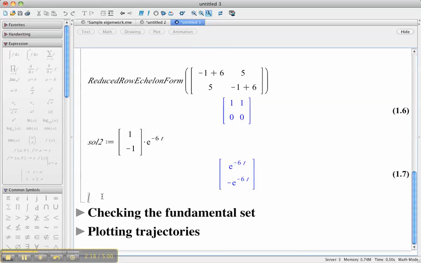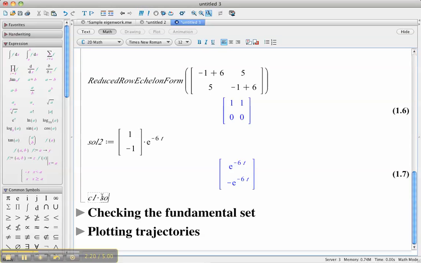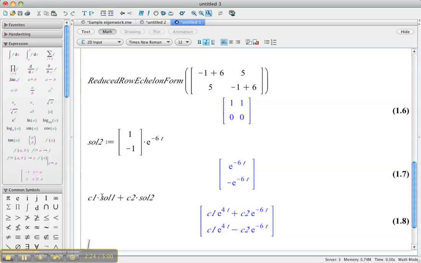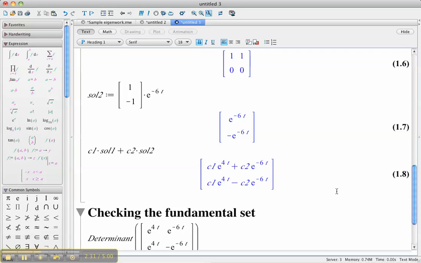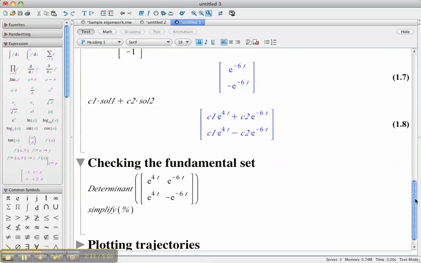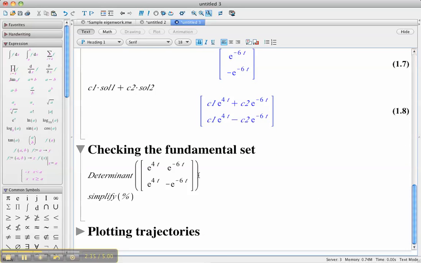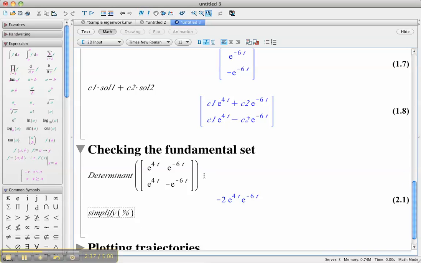So this is great. Our general solution is C1 times Sol1 plus C2 times Sol2. That's what a solution looks like. Now, for this video, I'm also going to check that we have a fundamental set. So I went ahead and took these solutions and put them into a determinant. And when we simplify that, we get something non-zero. So yay, we have a fundamental set.